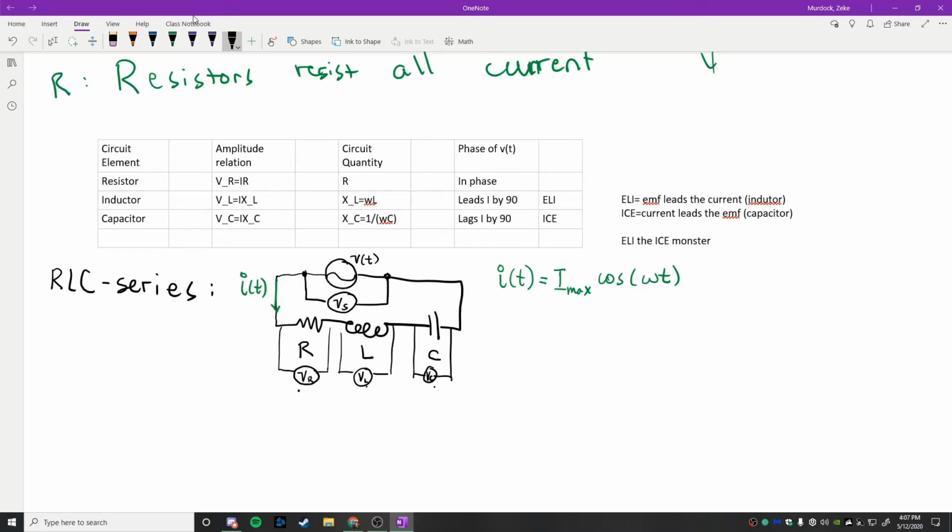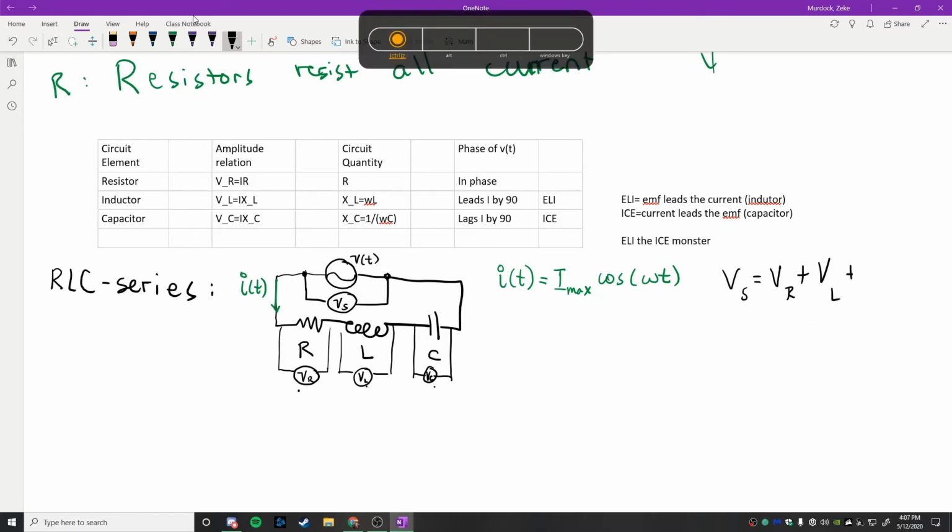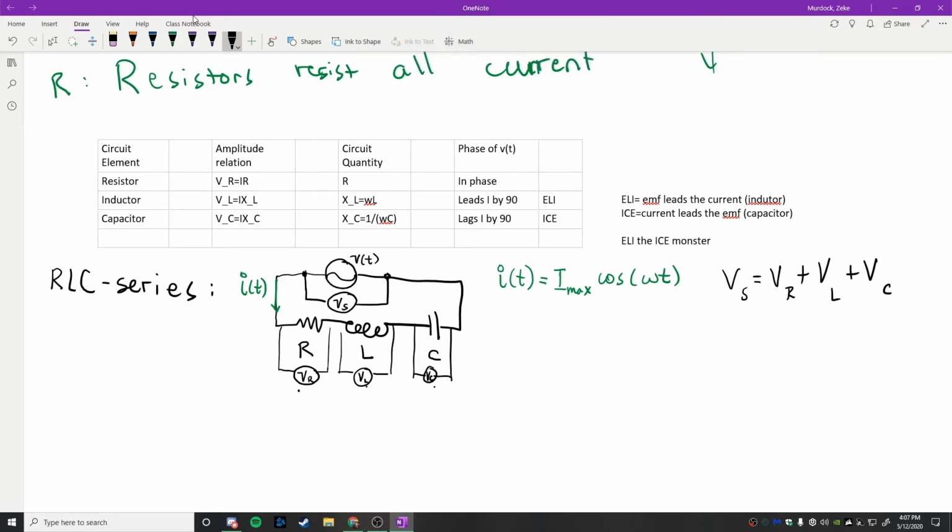And all things being equal, if we didn't know what we knew already, you might think, well, should it be the case that Vs should be equal to Vr plus Vl plus Vc? It seems like that might be the way you would want to do it. They are in series after all, but this turns out to be not true.